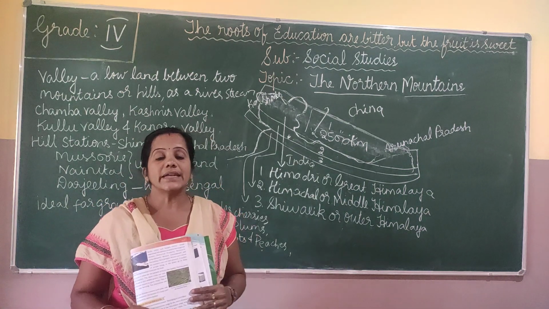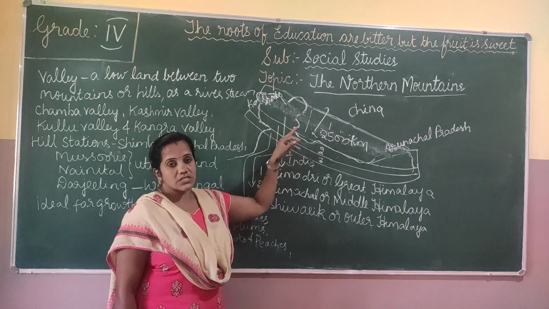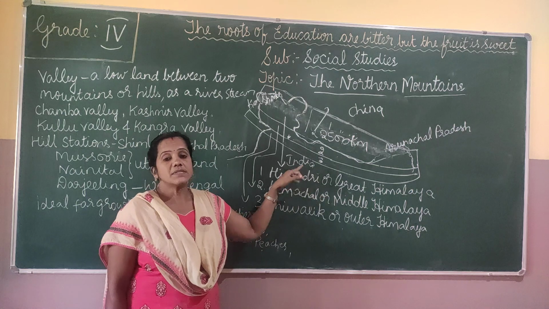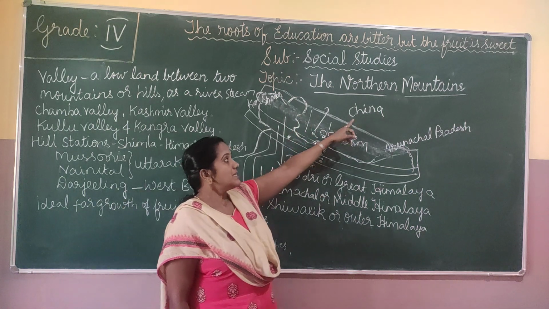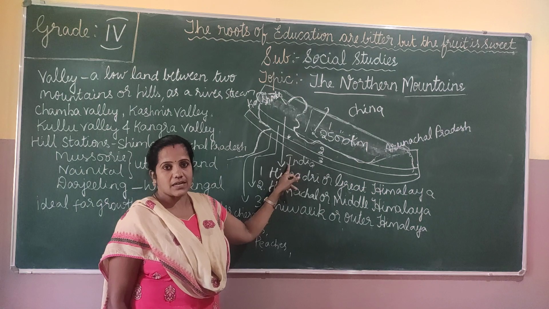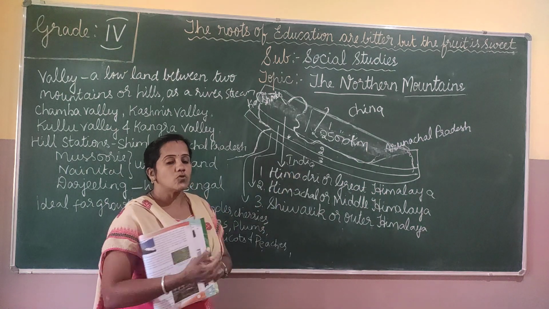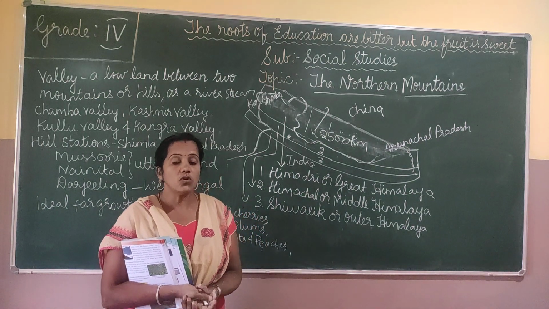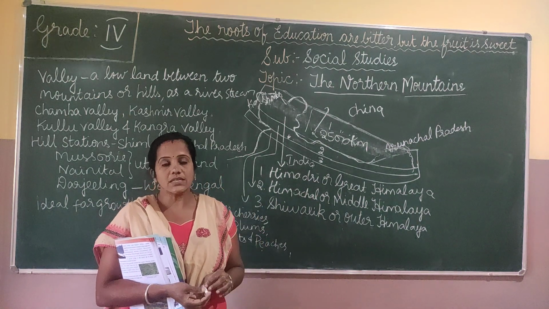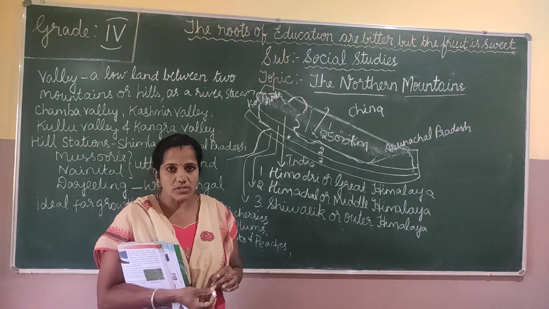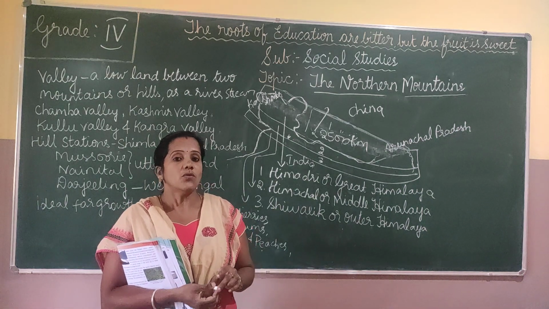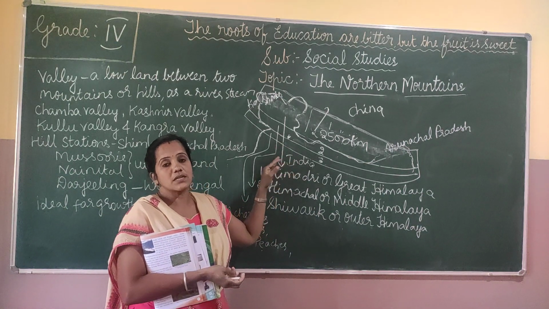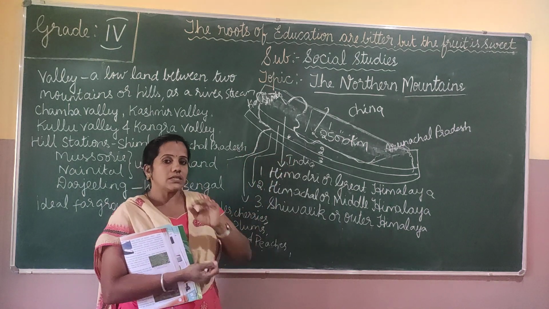It is 150 to 400 kilometers wide, and it forms a natural boundary. This Himadri or Great Himalaya forms a natural boundary between China and India. Most of the peaks in this range are always covered with snow throughout the year, and these regions are very cold.